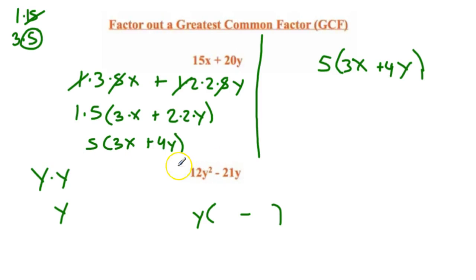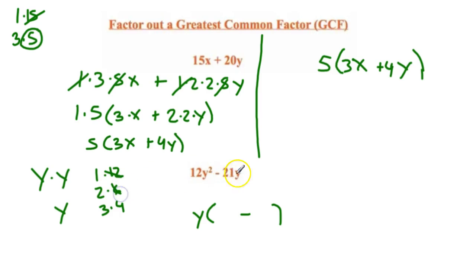Now, let's do the numbers. You always start with the smallest number and write down all the factors. So 12, that is 1 times 12, 2 times 6, and 3 times 4. So what's the biggest factor? It's 12. Can 21 be divided by 12? No. What about 21 divided by 6?